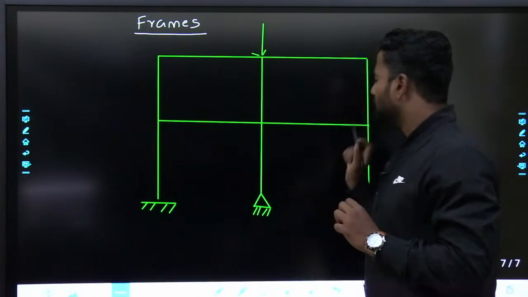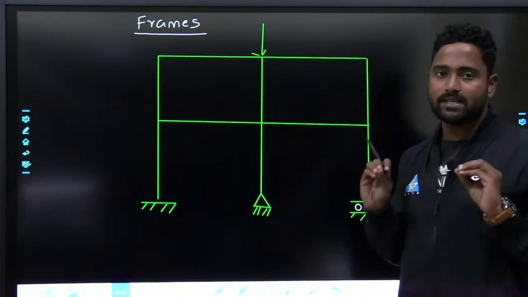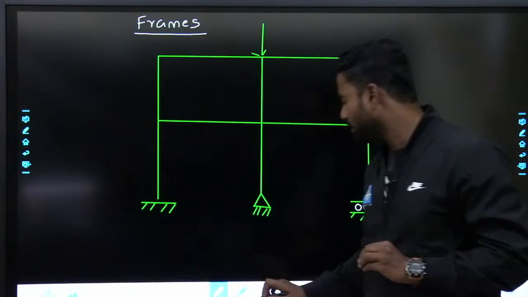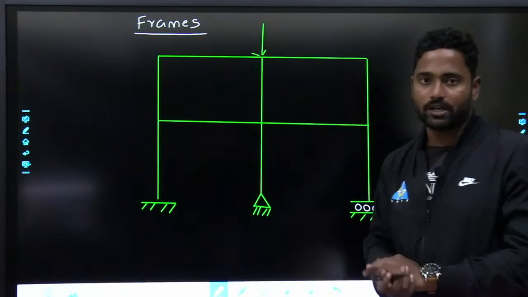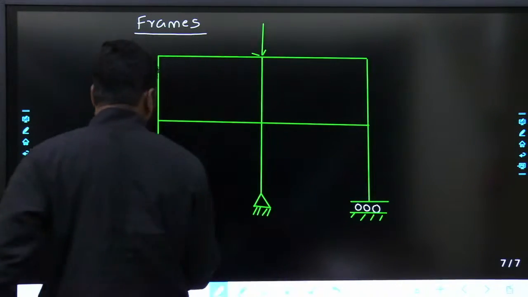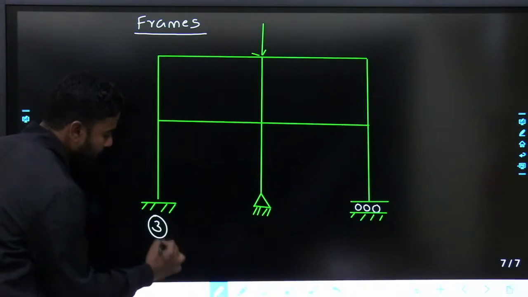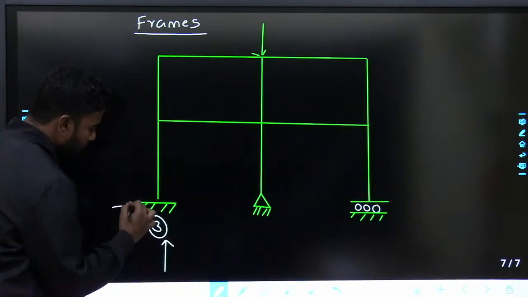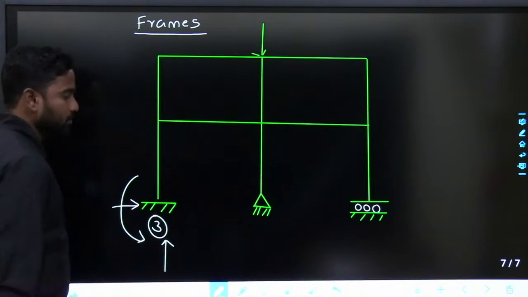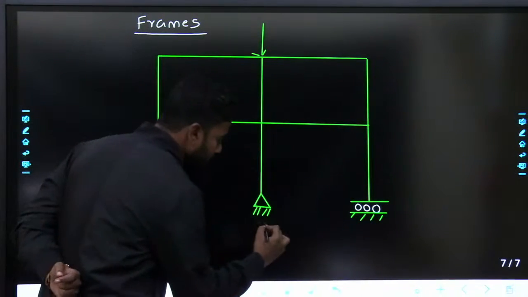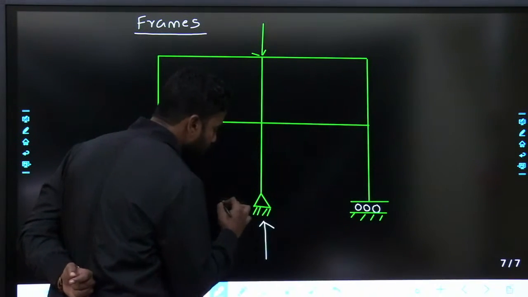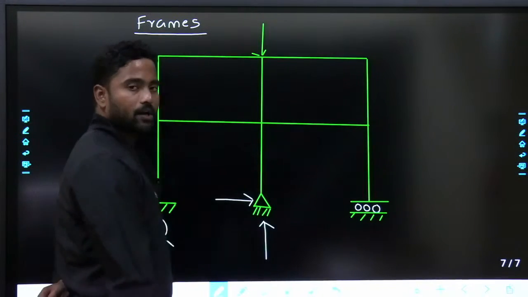Fine. Now, whenever I say DSE, what you have to do is find the external reactions. First see the supports. Here 3 supports are fixed supports. Fixed supports, how many reactions? 3 reactions: vertical, horizontal, rotational. Fine. Hinge support, there will be 2 reactions, as I already discussed.